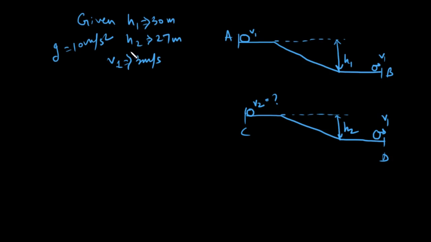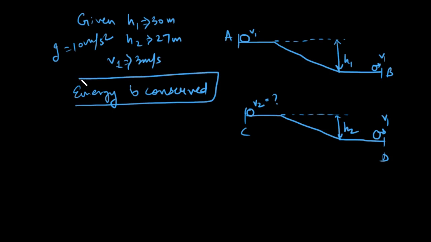What are we given? H1, H2 and V1 and G. What do we have to find? V2. You see, this disc comes down and reaches the point B with velocity V1, and this also reaches the point D with velocity V1. Since the surfaces are smooth, there is no friction over here, and the discs are not slipping. So we can assume that energy is conserved. We are assuming energy is conserved because there is no non-conservative force like friction acting over here. All the forces are conservative.